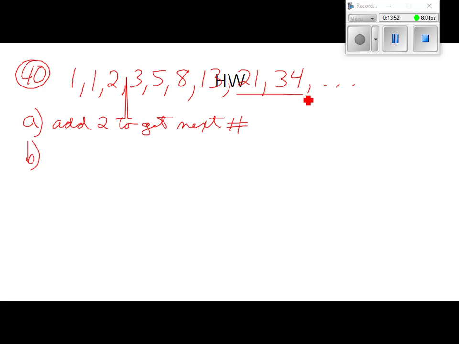Take those 2 numbers. What do we get? 55. Then you're going to take the 34 and the 55. What do you get? 89. Then you're going to take the 55 and the 89. What do you get? 144.